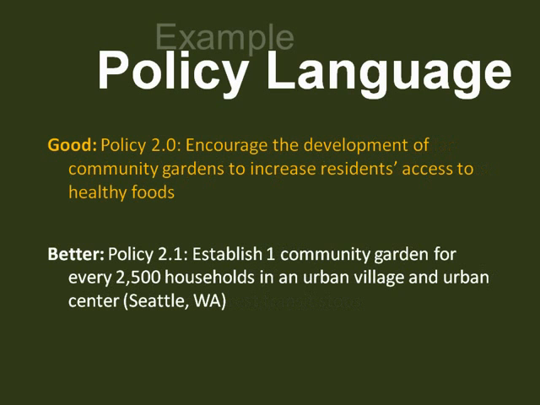So the first policy talks about using community gardens as a way to increase residents' access to healthy foods. The second policy, and this should be a theme for you all now, actually looks at establishing a standard for one community garden for every 2,500 households in an urban village or an urban center. That's from Seattle, Washington. And Seattle uses this urban village concept as a planning concept. It's essentially a neighborhood scale for them.